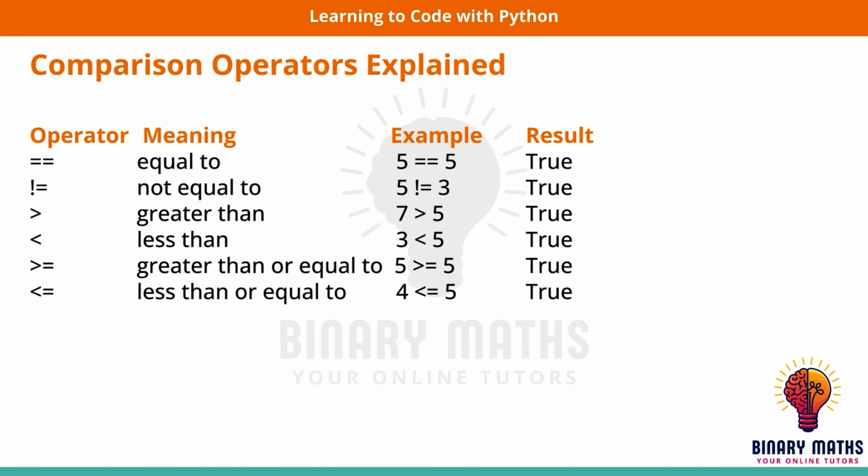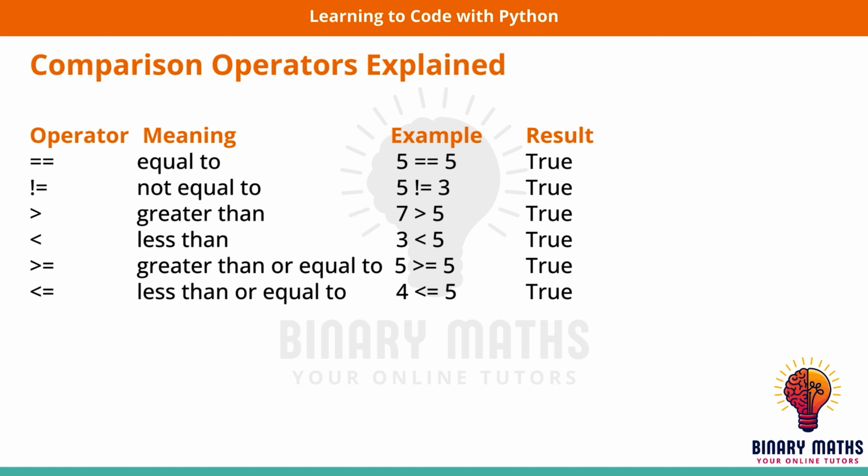Now, let's talk about comparison operators. These are symbols that let your program compare values in Python. Here's a table of the most common ones. The == sign checks if two values are equal. For example, 5 is equal to 5, which is true. The exclamation mark followed by the equal sign checks if two values are not equal. For example, 5 does not equal 3, and that's true.